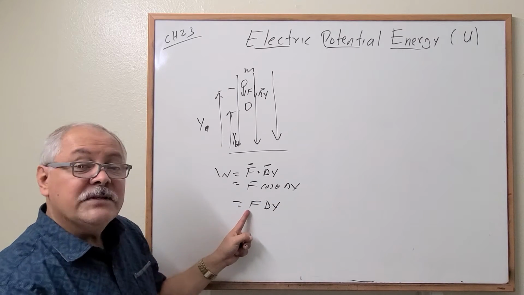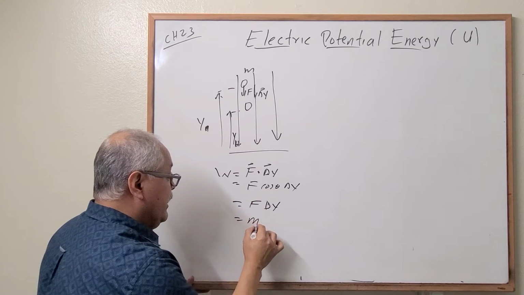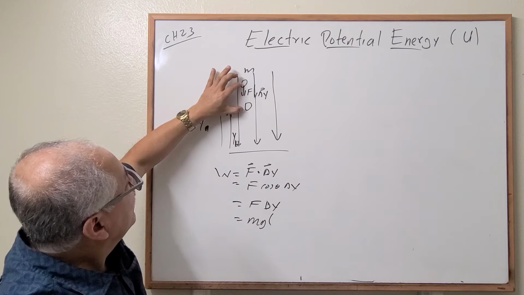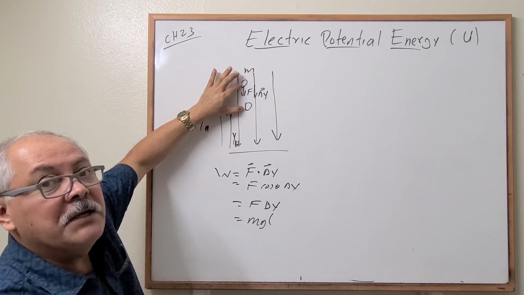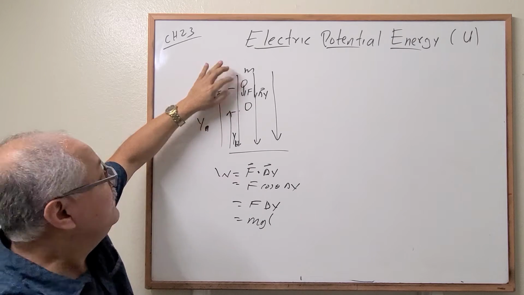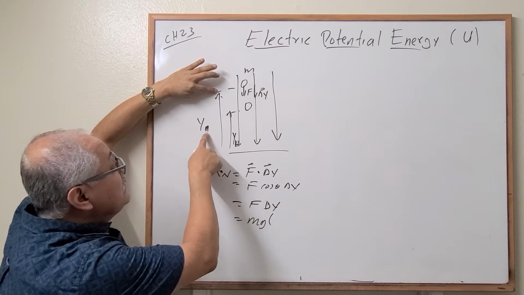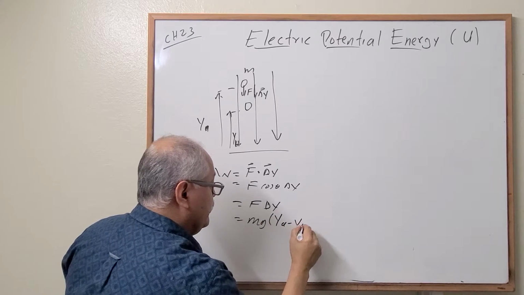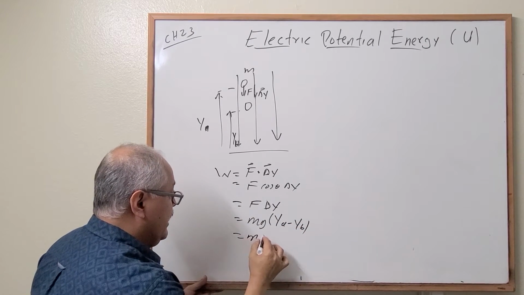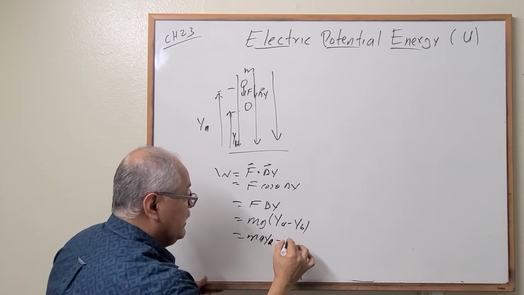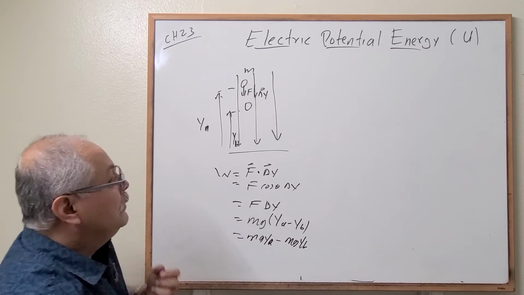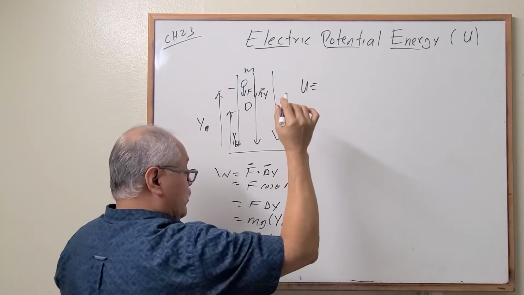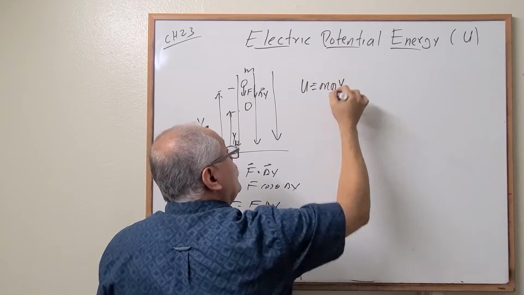Perfect. And what is the force acting in this case? Gravity, equal to mg. And delta y is the magnitude of this delta y right here, which is going to be the distance. It's going to be y sub a minus y sub b, correct? And then this is equal to mg y a minus mg y b. And then we define, remember, the gravitational potential energy to be equal to mgy.